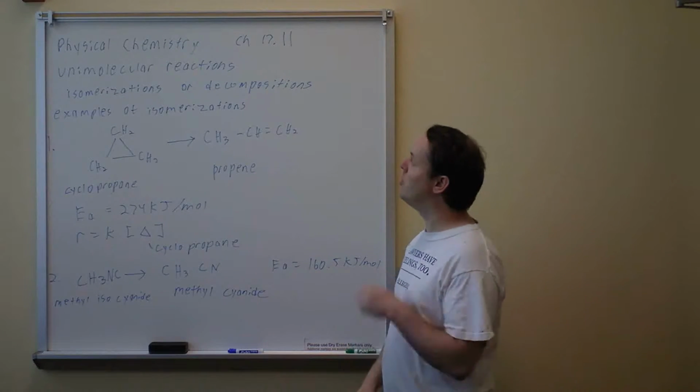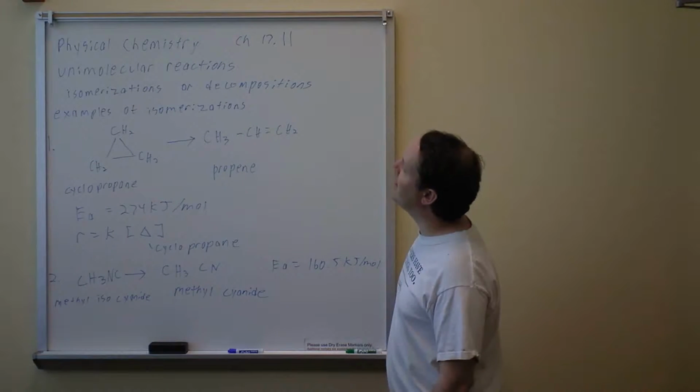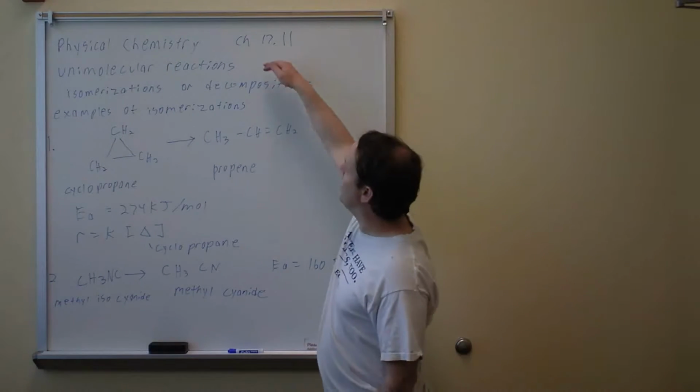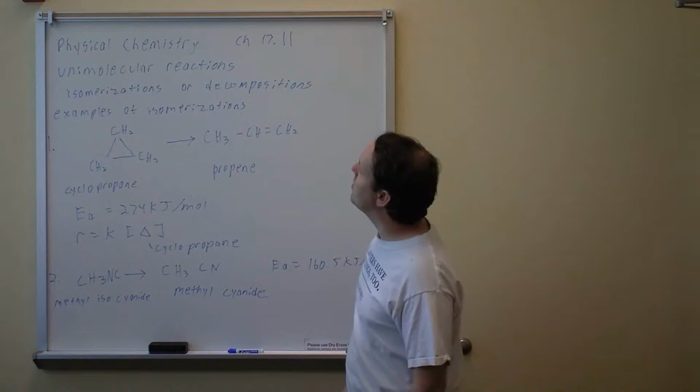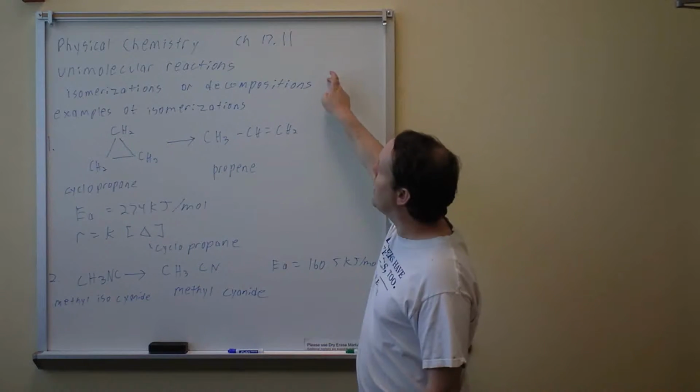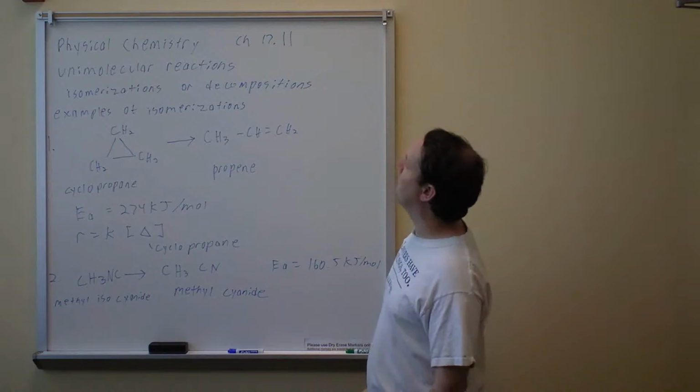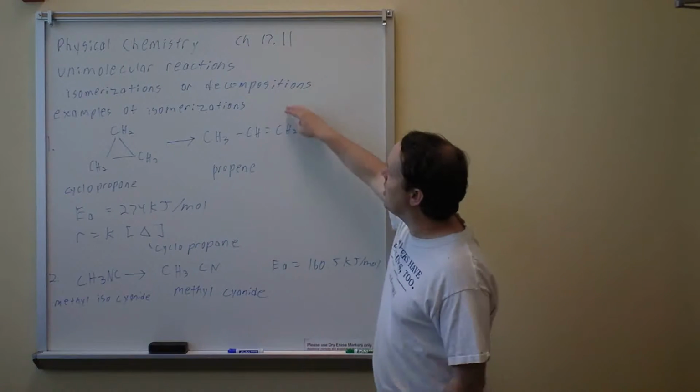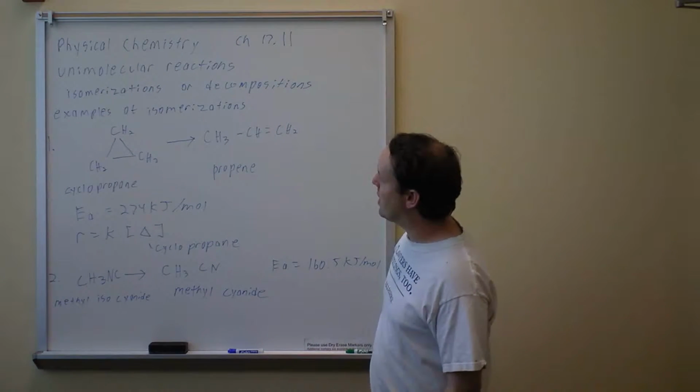Okay, continuing on physical chemistry, chapter 17. We're in section 11 now. So in this chapter, we're talking about unimolecular reactions. There are two types we're going to talk about. One is isomerizations and one is decompositions. And here are a couple examples of isomerization reactions.